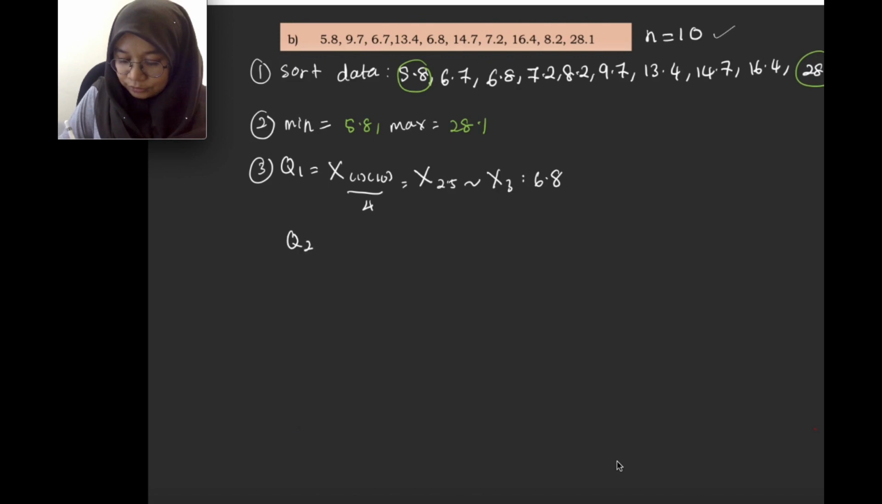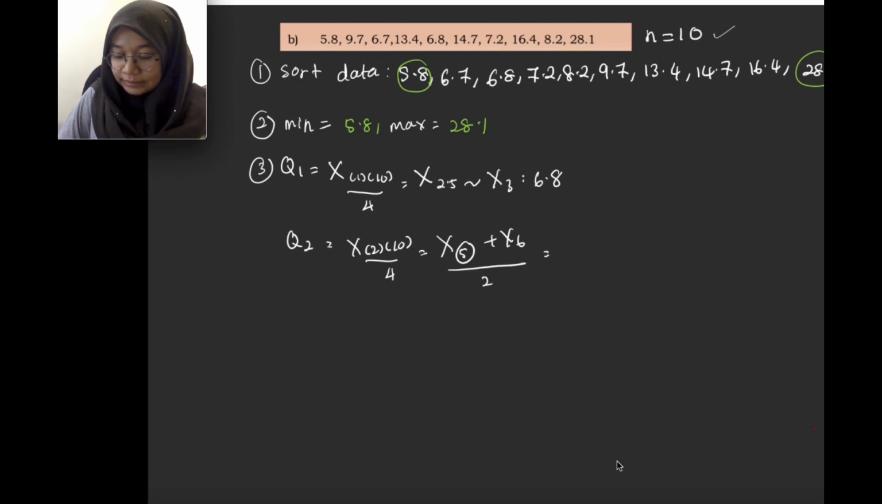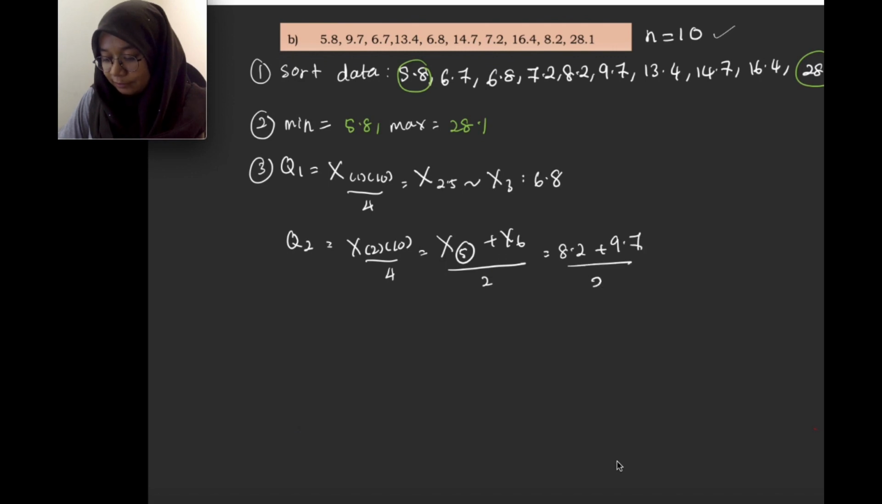Q2 is X2 times 10 divided by 4. So you will get X5. Because 5 is a whole number, you have to use the formula X5 plus X6 divided by 2. Data number 5 plus data number 6 divided by 2. 8.2 plus 9.7 divided by 2. Here you will get 8.95.